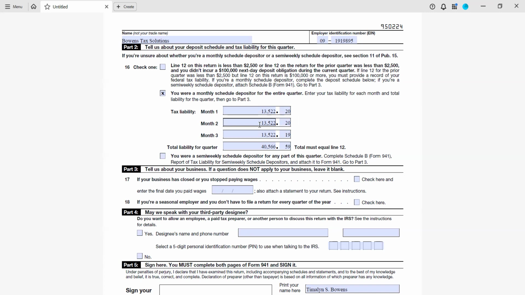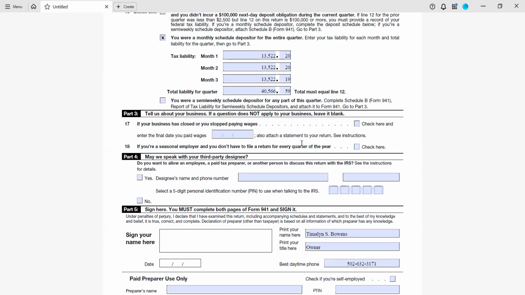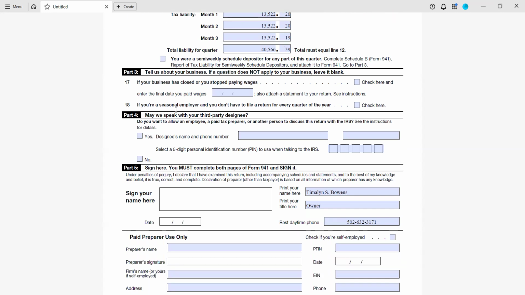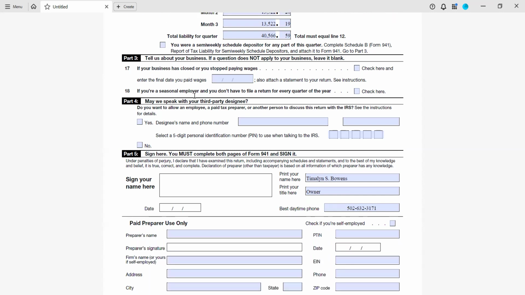For May, we have 13,522.20, and then we will have $13,522.19 for June, making the total liability $40,566.59. Okay. And in this example, this is a pretty straightforward one. I didn't do anything with all of the work opportunity tax credits or anything like that.